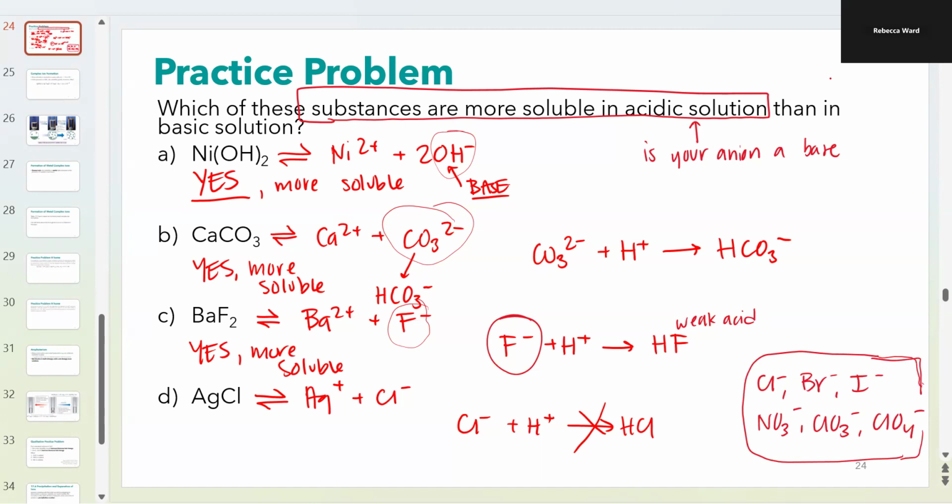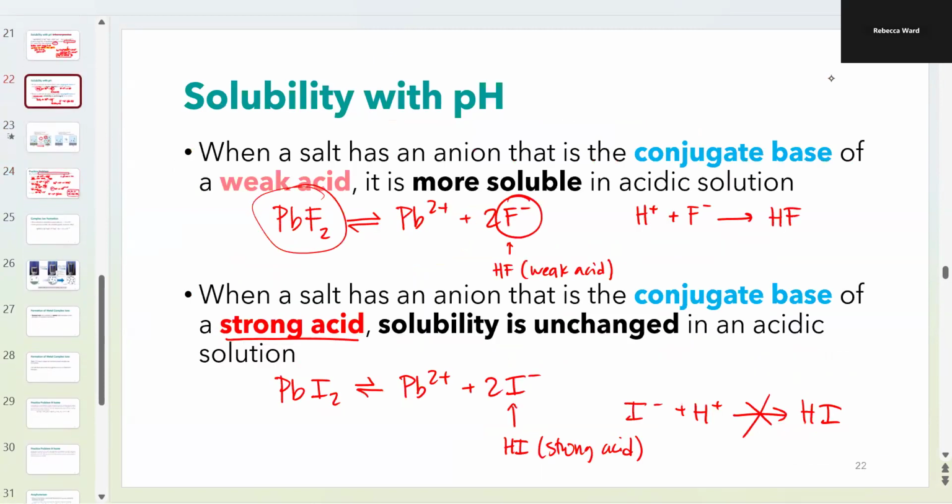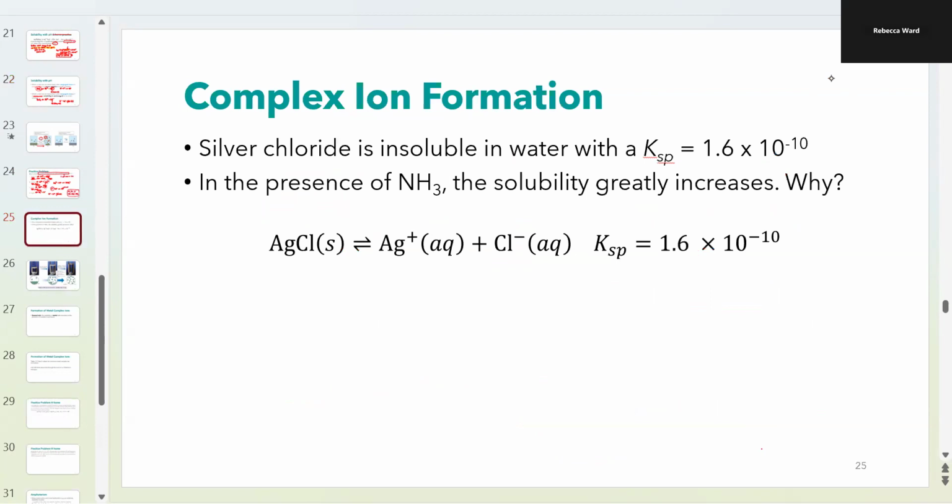Okay, so I'm expanding back from slide 22, where I said if it's the conjugate base of a weak acid, it's more soluble. Really, the blanket statement is if the anion is a base, then acid will increase the solubility of that salt. Okay, and then we jumped into complex ion formation, which again is kind of the cherry on top of the sundae.